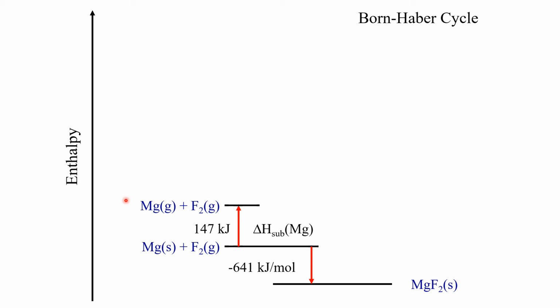Now the next thing we have to do is make fluorine atoms. And to do that, we have to break apart the single bond in F2. And so what you would do in this case is you might look up, for example, the bond dissociation energy, often called D, of F2. And you would find that that is 160 kilojoules per mole of F2.